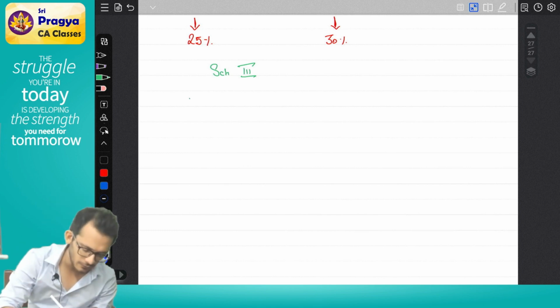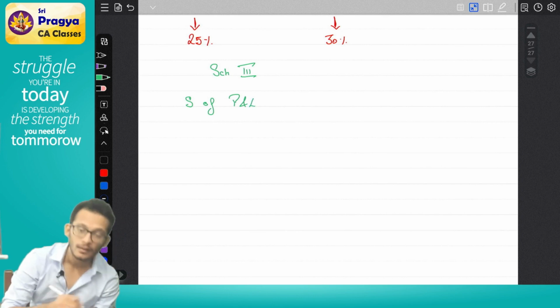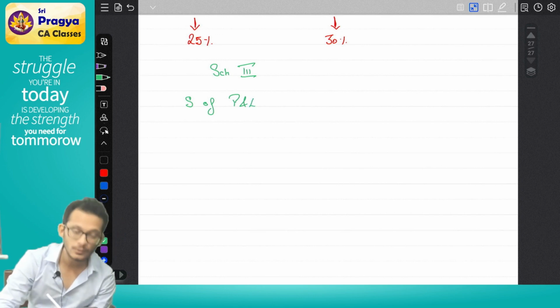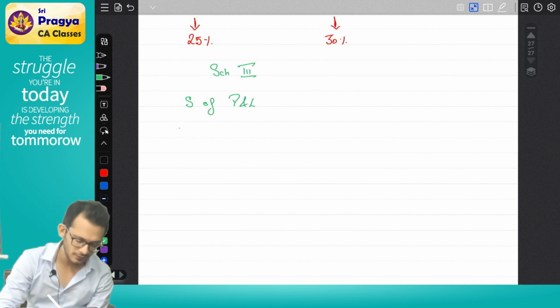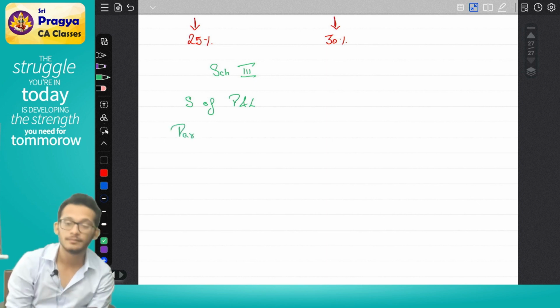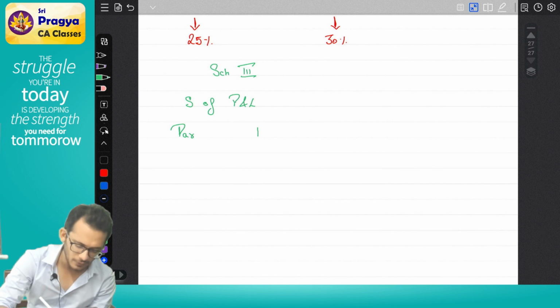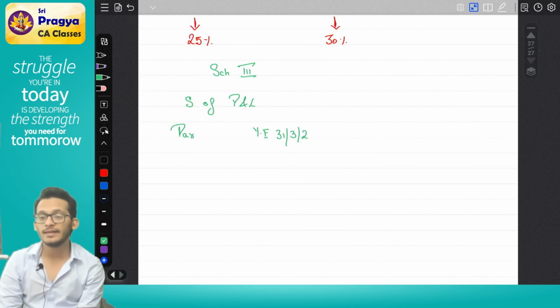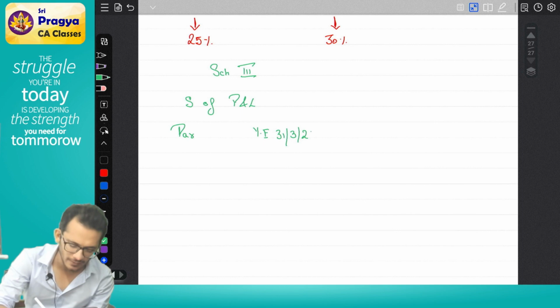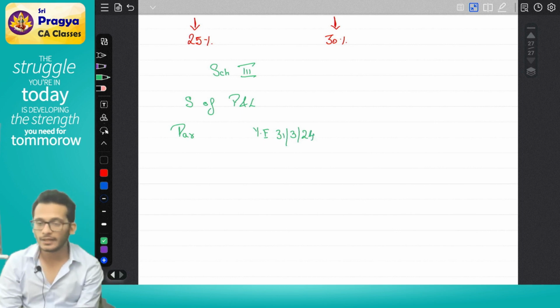P&L. So therefore, you have to prepare something called the statement of profit and loss. What are the columns? You have particulars. Then you will prepare for the year ending 31st March 2020. Hey, your exam is 23, 24. So you will prepare for 23, 24. So year ending 23, 24.